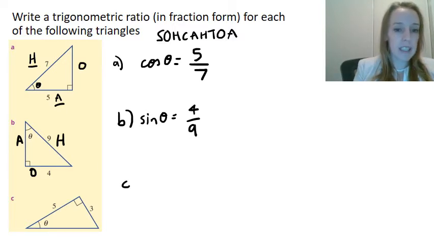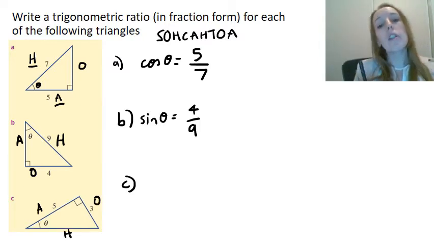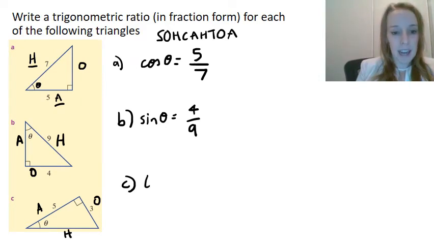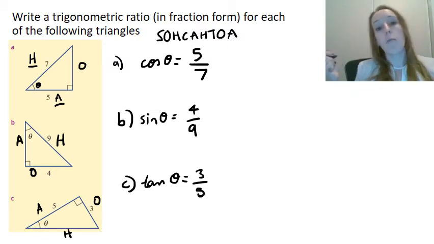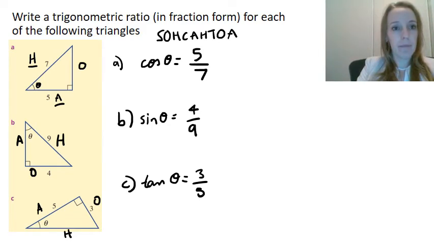And for our last one, C, again you can label the sides, hypotenuse, adjacent, opposite. This time we're given the adjacent and the opposite. Which one does that relate to? That's tan. So tan is our opposite, which is 3, over our adjacent, which is 5. So that will be our answers there for these ones.